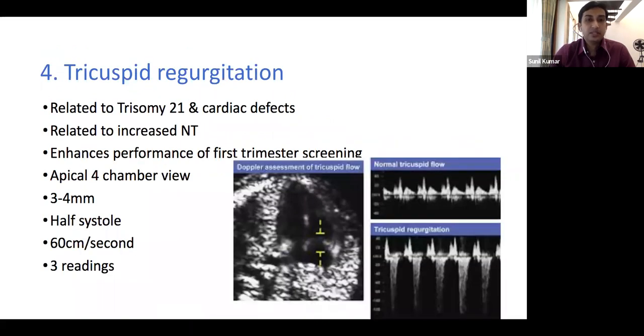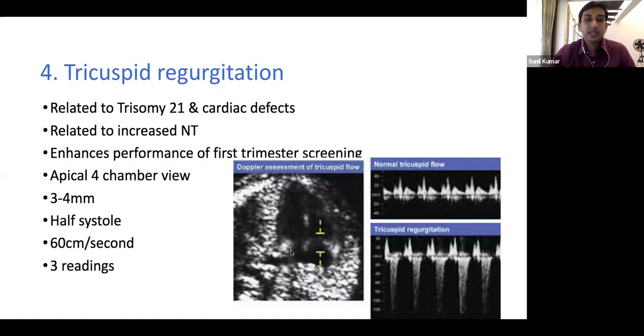Fourth component is tricuspid regurgitation, that is, tricuspid valve regurgitation. If we check the 4-vessel heart and put the cursor across this tricuspid valve, there will be backward flow because there is a defect in the tricuspid valve. That's why there would be tricuspid regurgitation. If there is increased nuchal translucency and abnormal tricuspid regurgitation, then we can tell that this baby has a high risk for Down syndrome.